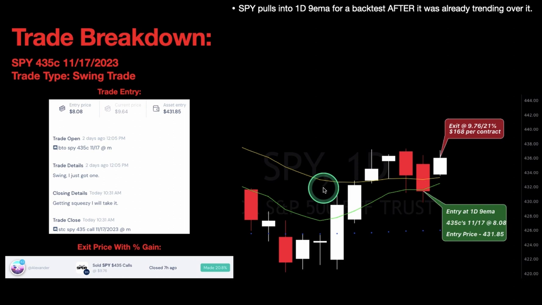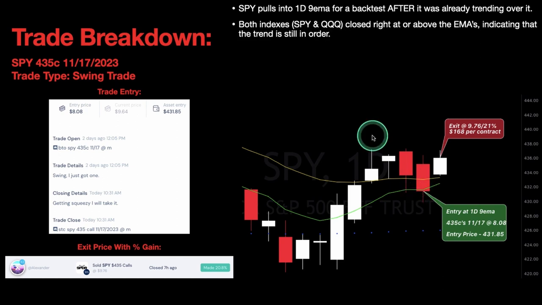So the thoughts behind this: SPY is pulling into the 1 day 9 EMA for a back test after it was already trending over it. So here's your price trending over the 9 and 21 for multiple days. We finally pulled in, had a nice back test. And then another thing, both indexes, SPY and QQQ, were both closed right at or above the EMAs, indicating that the trend is still in order.